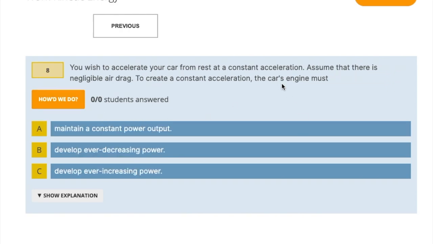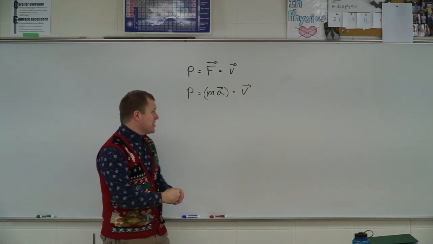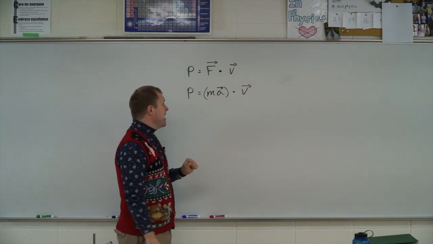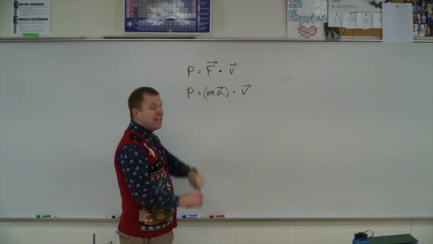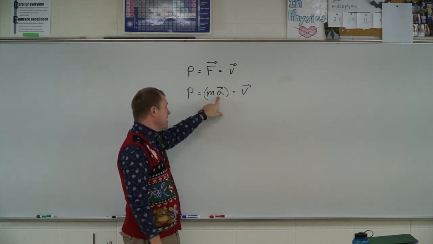All right, last one. You wish to accelerate your car from rest at a constant acceleration. Assume that there is negligible air drag. To create a constant acceleration, your car's engine must... All right, so we're looking at the power of your car as you go faster and faster. And so we're looking at the instantaneous power, so we're going to use that instantaneous power equation. And so the acceleration is going to be constant. Okay, so that number stays the same.